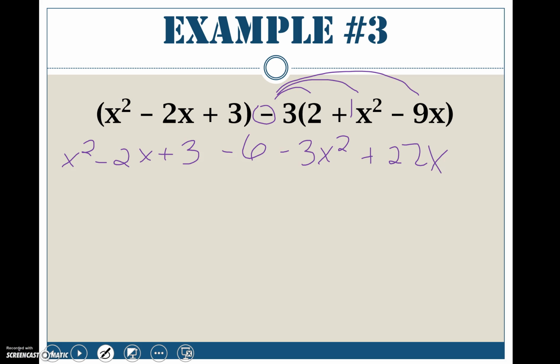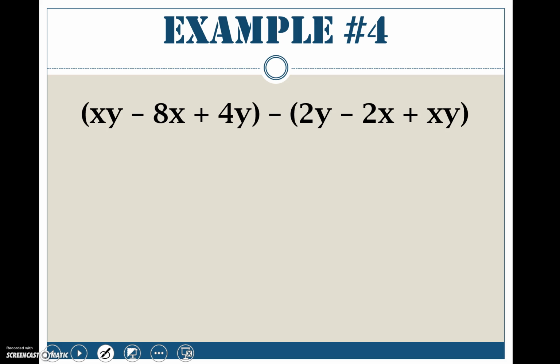And as before, we're at the point now where we're going to combine our like terms. So we'll combine this positive 1x squared with the negative 3x squared to get a total of negative 2x squared. Continue on, I have a negative 2x and a positive 27x, giving me back a positive 25x, because one was negative, one was positive. Then finally, I'm going to combine the positive 3 and the negative 6 to get back negative 3. For our next example here, we're going to again do another subtraction problem.